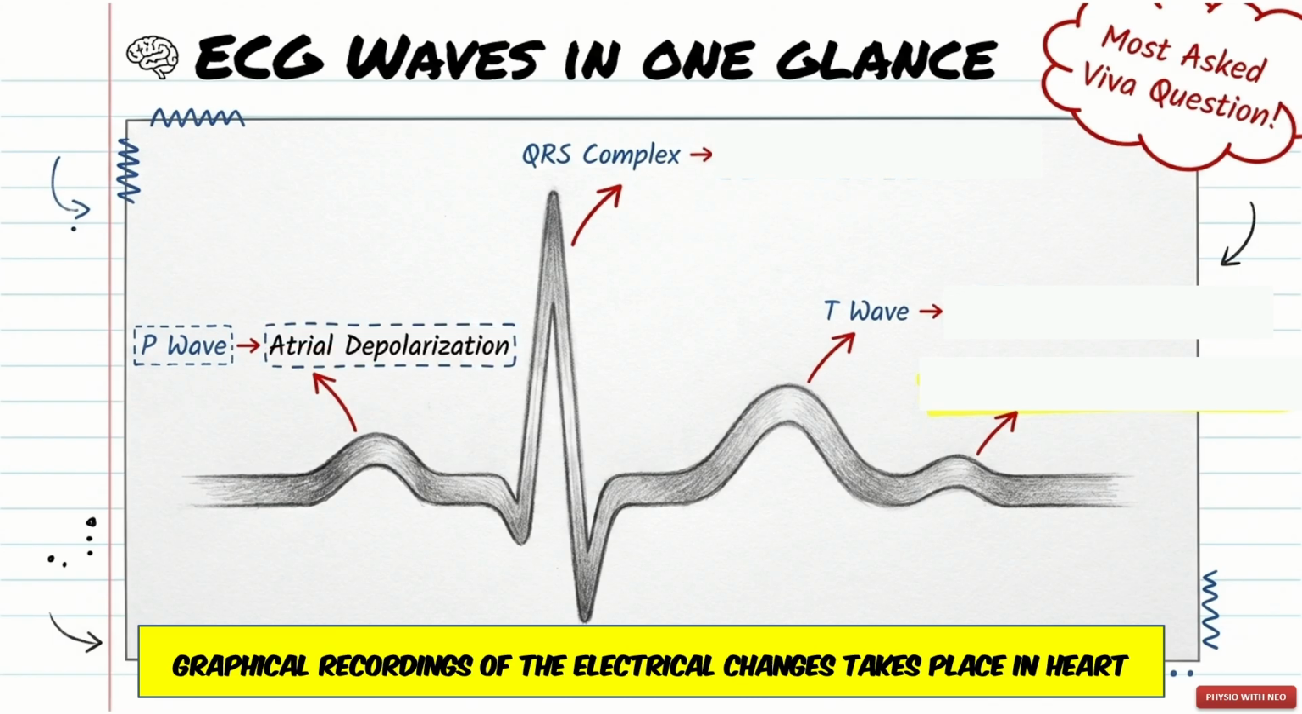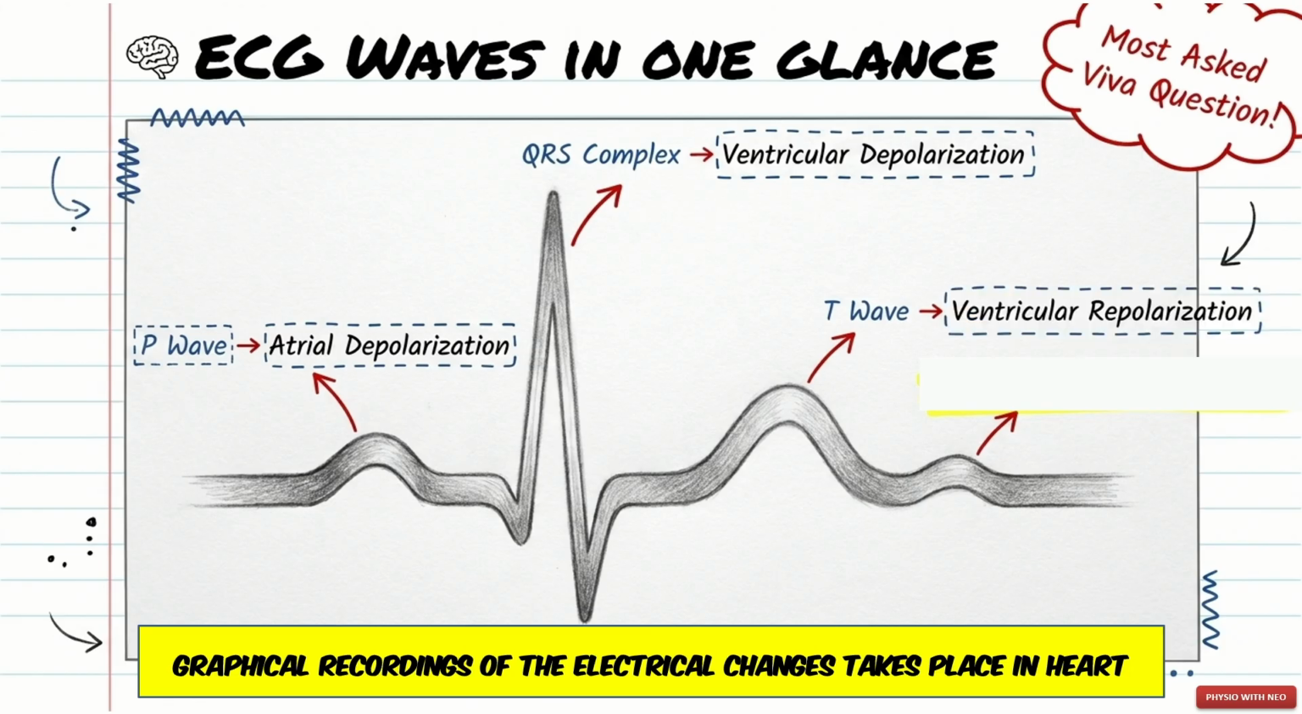P wave, atria prepare by depolarizing. QRS, ventricles depolarize and contract, and ventricles repolarize and relax in the T wave. And sometimes you may get a U wave in case of hypokalemia. If you remember only this sequence, you have already answered one of the most common viva questions.